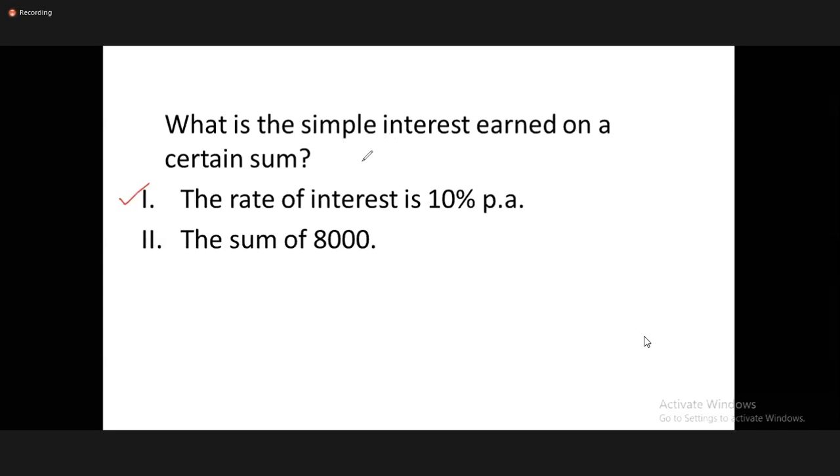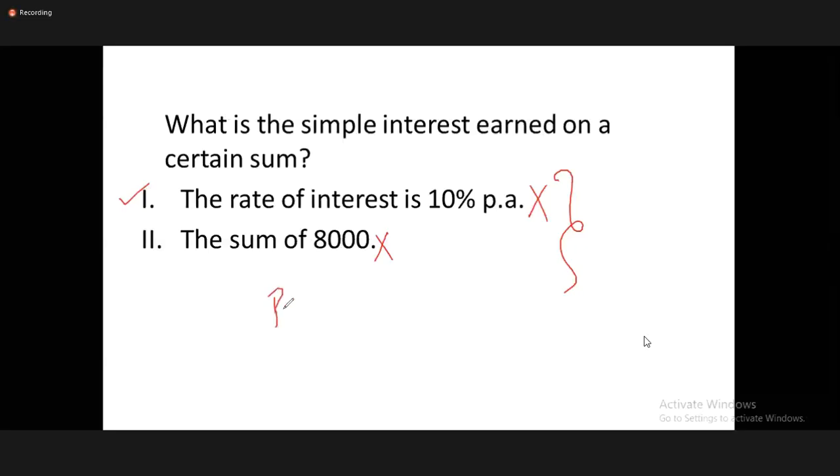Okay, guys, tell me. One alone, can you answer your question? Say yes or no. If yes, correct. If no, go for the next. Two alone: if you know the sum 8,000, do you know the interest? If you know the sum, can you know the interest? No, right? So 2 alone is also not sufficient.